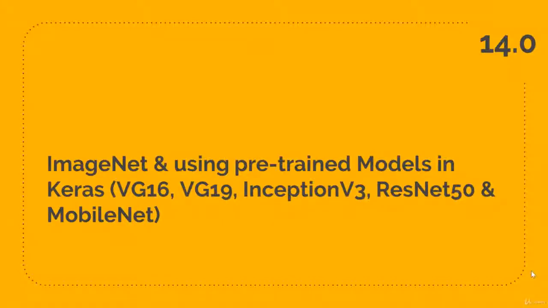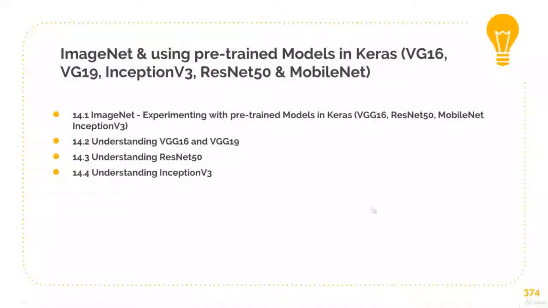Hi, and welcome to chapter 14, where we take a look at ImageNet and then we start using some pre-trained models in Keras. And those models include VGG 16, 19, Inception version 3, ResNet 50, and MobileNet. So the contents of this chapter, basically we're going to experiment with those models I just mentioned. Then we're going to understand a bit about the VGG family of models. Then we take a look at ResNet 50 and then understand the Inception family as well. So it's going to be a very interesting chapter.